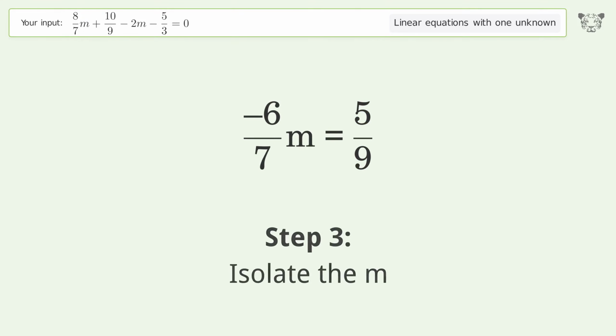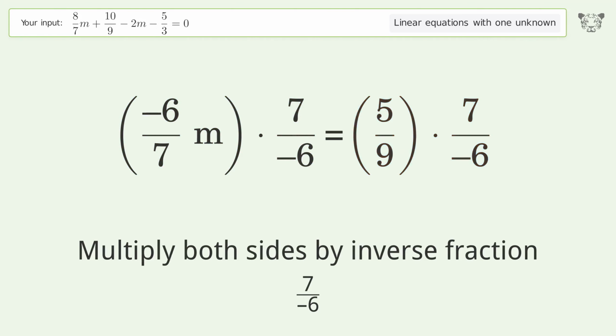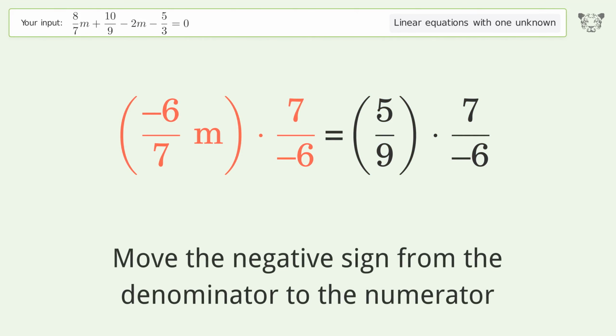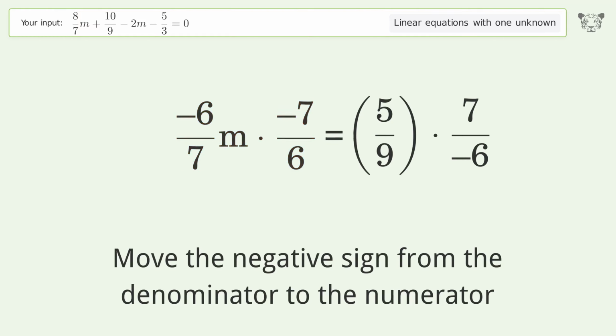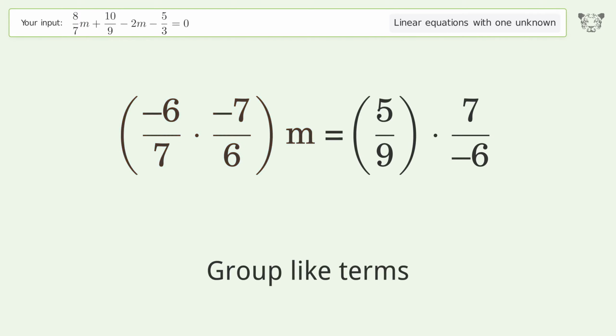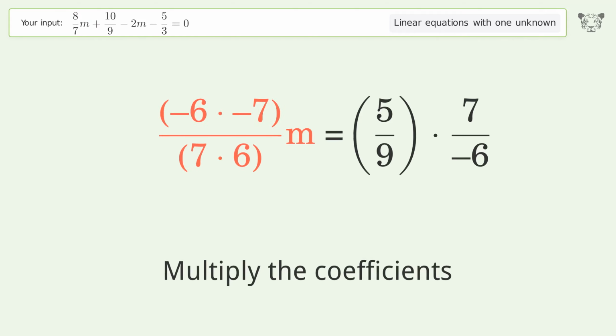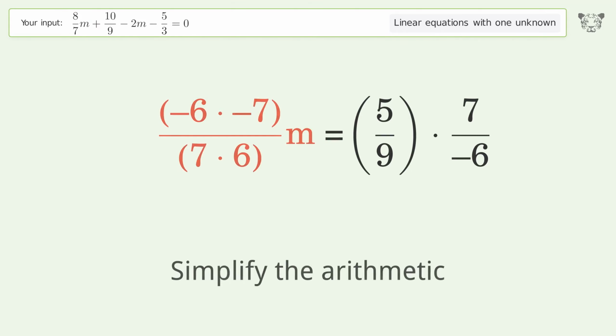Isolate the m. Multiply both sides by the inverse fraction 7/6. Move the negative sign from the denominator to the numerator. Group like terms. Multiply the coefficients. Simplify the arithmetic.